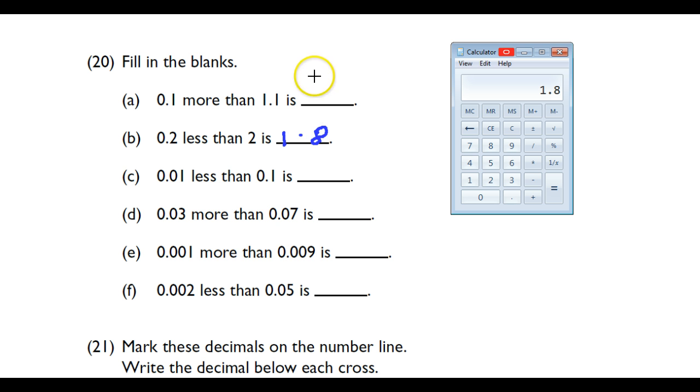The top part is 1.2. Now, 0.01 less than 0.1 is... Less than a big number, this is a big number, this is the difference. And this must be a smaller number. Now let's go on to the next one before I give you the answer. You have to check for yourself.